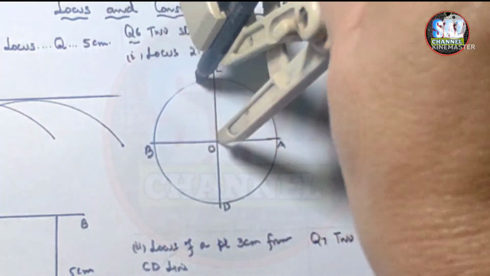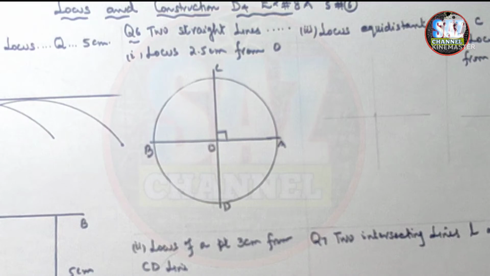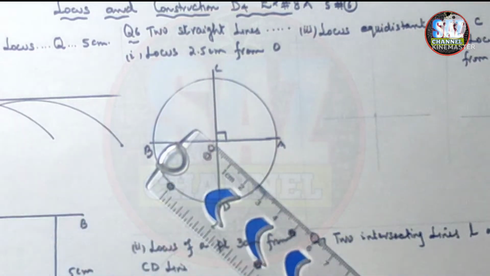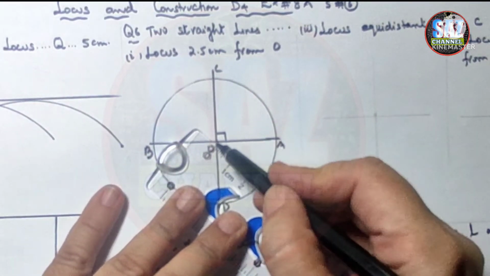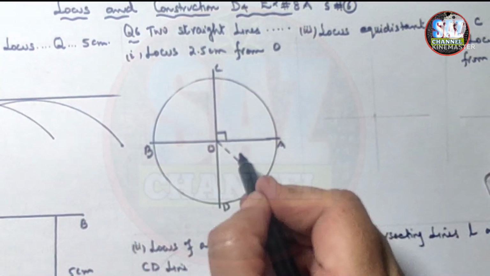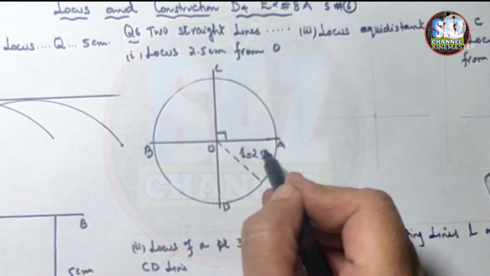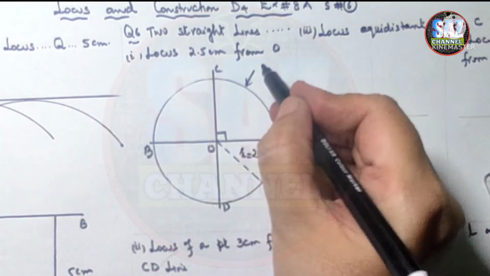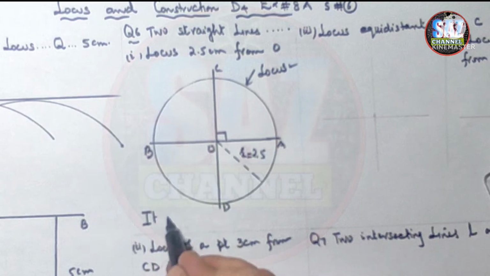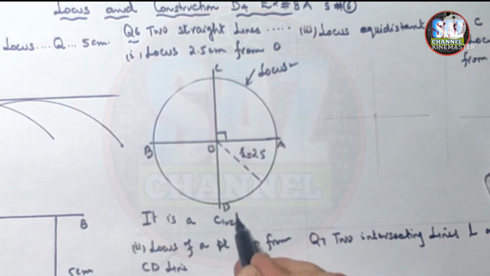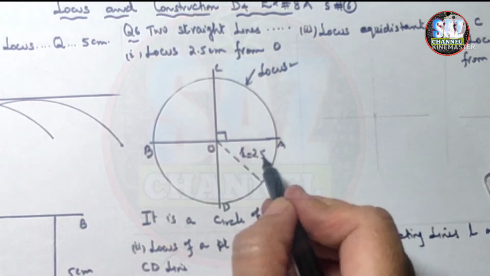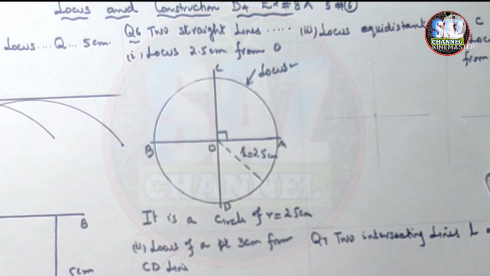Just what I can feel is that if the conditions are clear, then we can easily draw all these loci. Okay, and you have to watch and understand all these lessons properly, because the next exercise will be a combination of all these types of loci. This is the radius, 2.5 centimeter, and this is the required locus. It is a circle of radius 2.5 centimeters. Moving to the second part, locus of point 3 centimeter from CD.